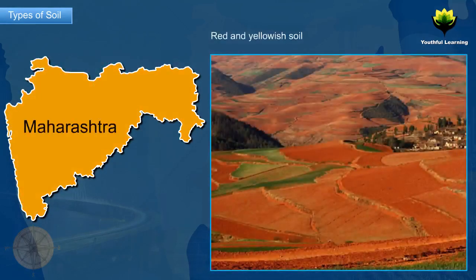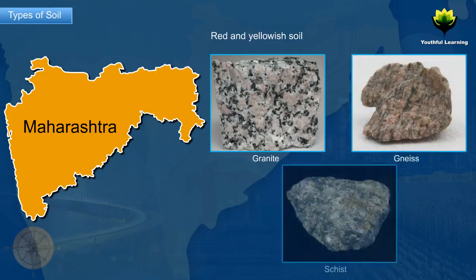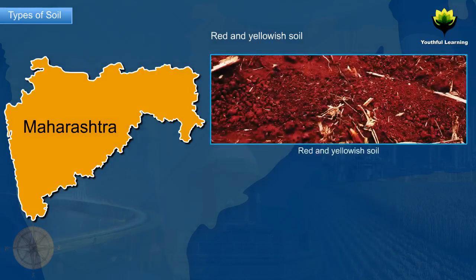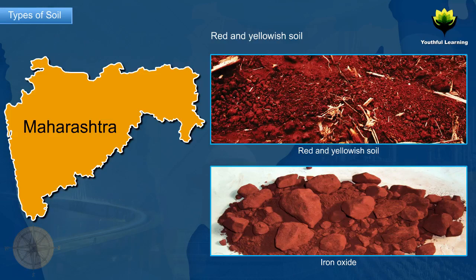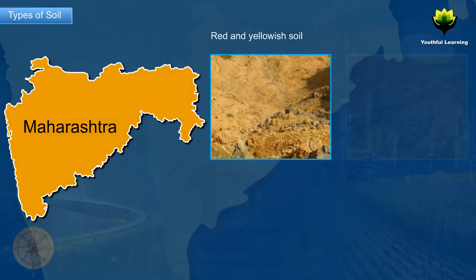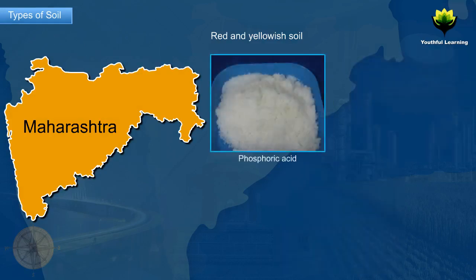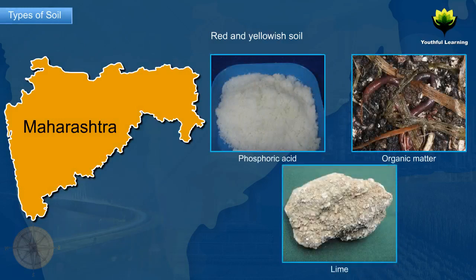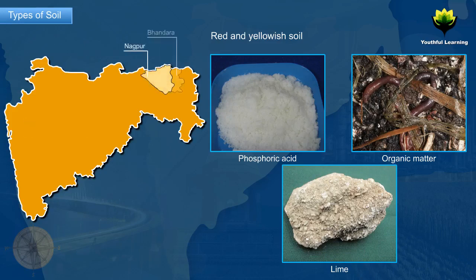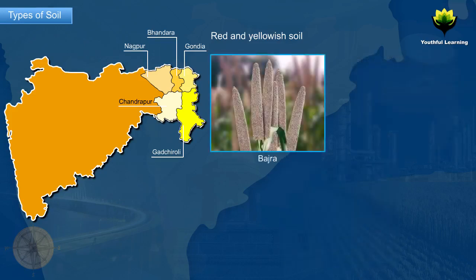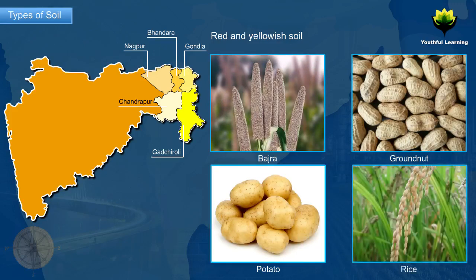Red and yellowish soil. Red and yellowish soil is formed due to the weathering of acidic rocks like granite, gneiss, and schist. It is red in color due to the presence of iron oxide. It also exists in yellow, brown, and grey color in some parts of the state. It lacks phosphoric acid, organic matter, and lime. It is commonly found in Nagpur, Bhandara, Gondia, Chandrapur, and Gadchiroli districts of the state. It is suitable for growing crops like bajra, groundnut, potato, and rice.